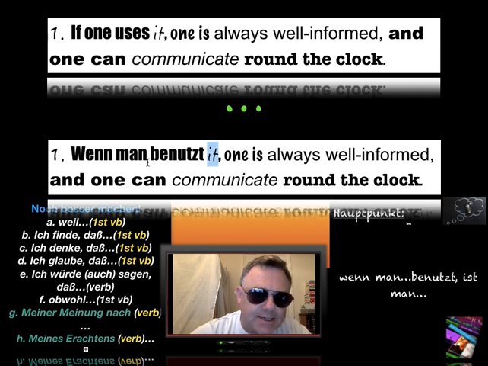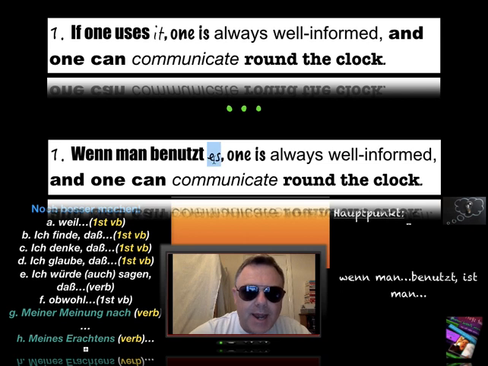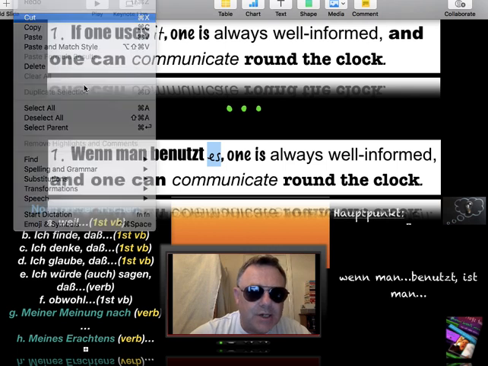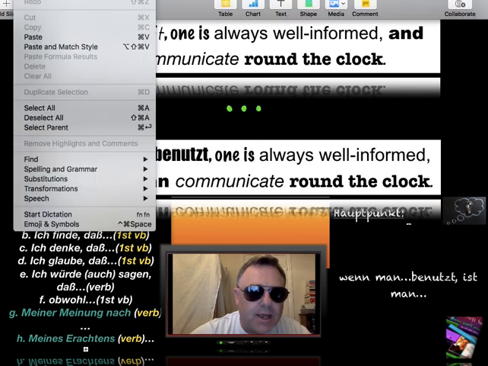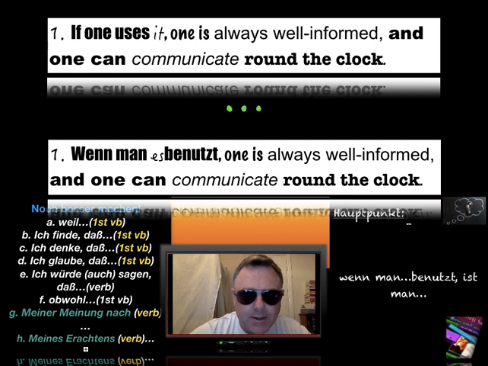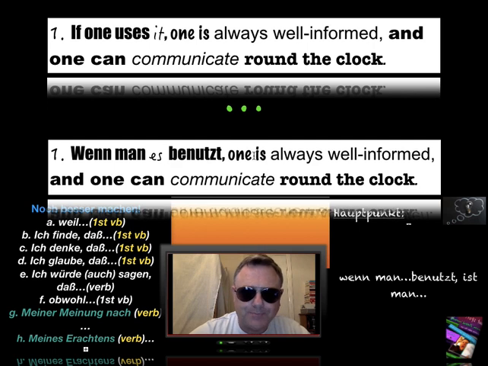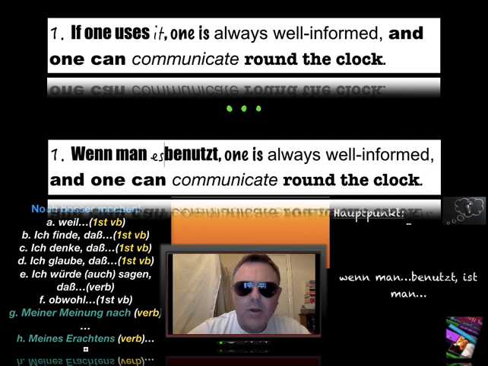Now the it needs to go here because that needs to go to the end of the clause, so where we've got the comma. So that verb needs to swap over with the it. So wenn man es benutzt, essentially. So let's bring that over here and paste that in. So wenn man es benutzt, one is, now man ist is one is.